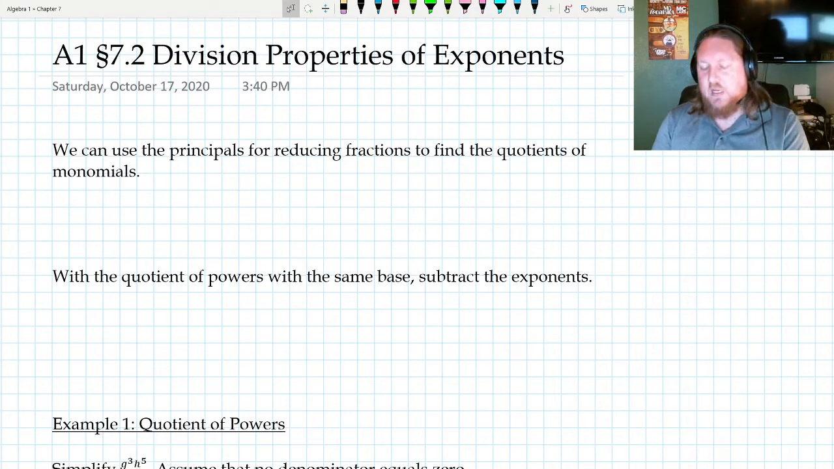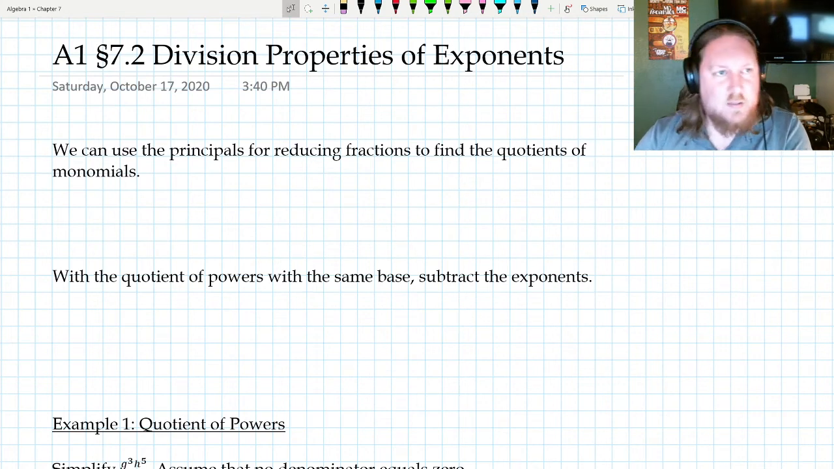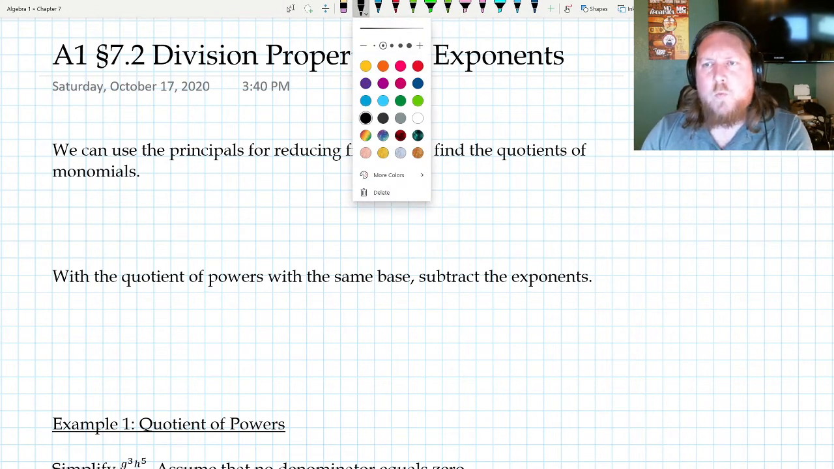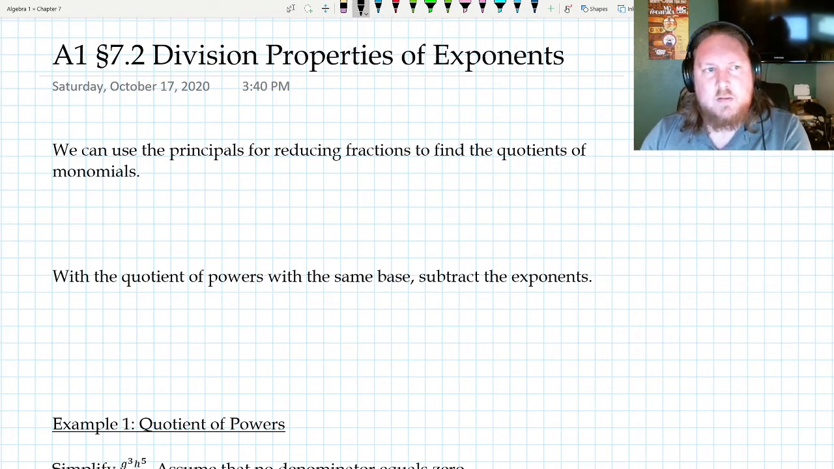Algebra 1, Chapter 7, Section 2, Division Properties of Exponents. So the last section we talked about multiplication properties. Now we're going to talk about division properties. And the way we need to first look at this is with some basic examples. Like let's take 2 to the 5th over 2 cubed.